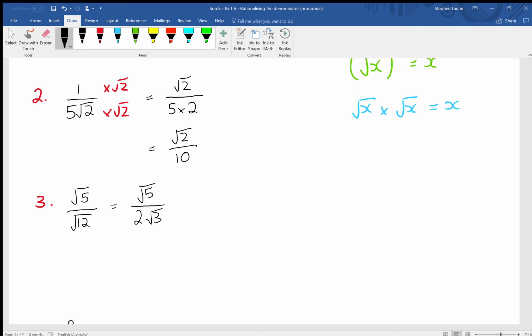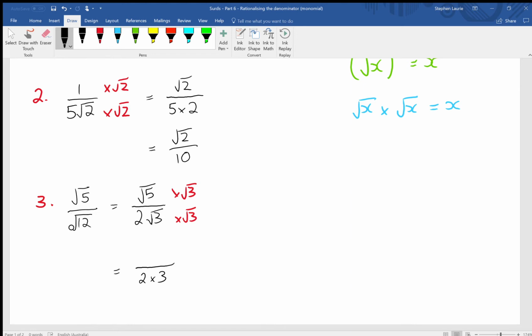Now, this becomes like example 2, in that we only have to multiply by the square root of 3 on the bottom in order to rationalise the denominator. Whatever we do to the bottom, we do to the top. The reason we multiply by the square root of 3 is so that on the bottom we get root 3 times root 3, which is just 3. So we have 2 times 3 on the bottom, and root 5 times root 3 on the top.